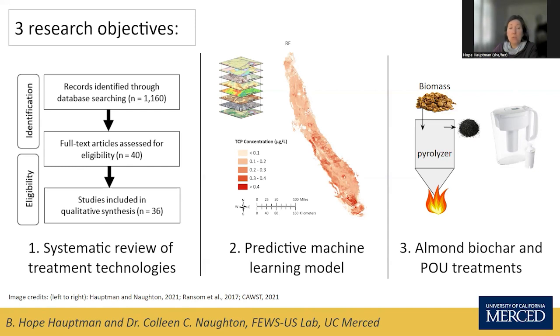I then compared different machine learning models to predict where TCP may contaminate groundwater in the Central Valley, that can be applied in areas that are unmonitored for TCP contamination, and to other areas of the globe as well, since monitoring TCP is costly and it's very difficult to test for.